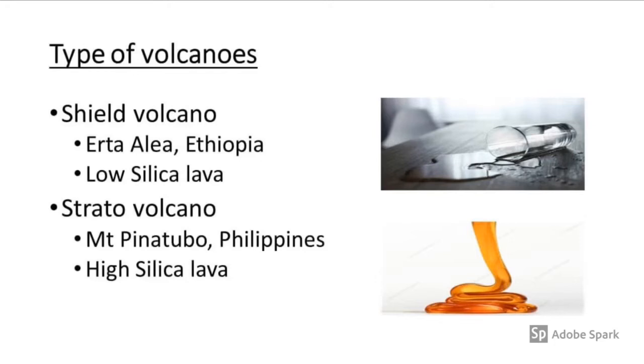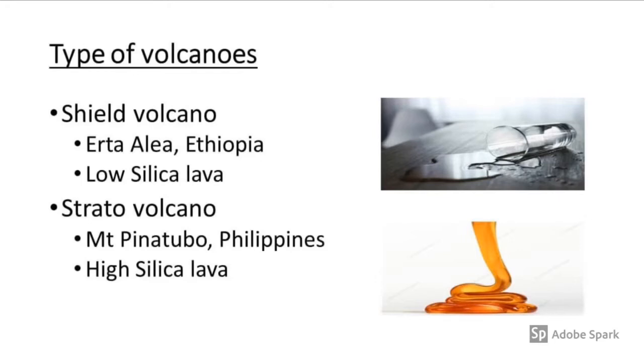Okay, one of them is shield volcanoes, the other one is the stratovolcano, right? Examples given here are the Ethiopian one, Erta Ale, and Mount Pinatubo in the Philippines. The more important thing in this slide is to look at the concept of silica in lava. Okay, silica content is important.